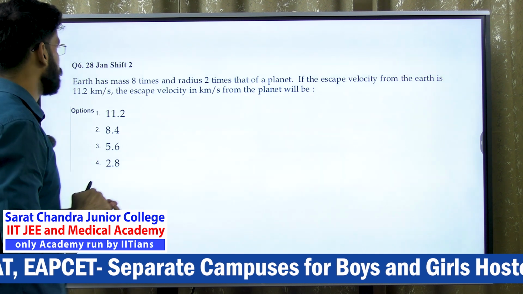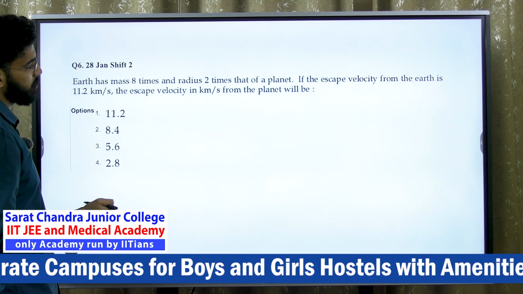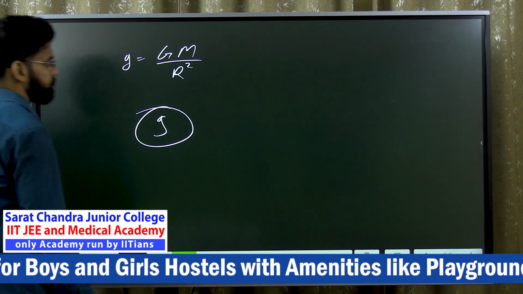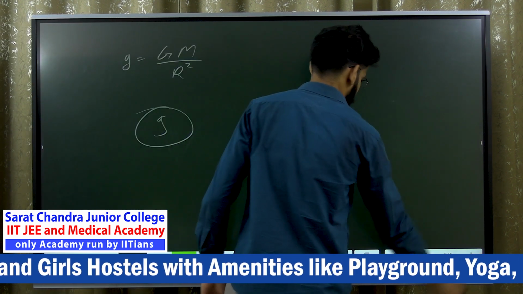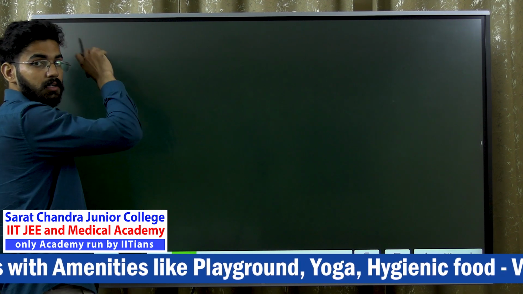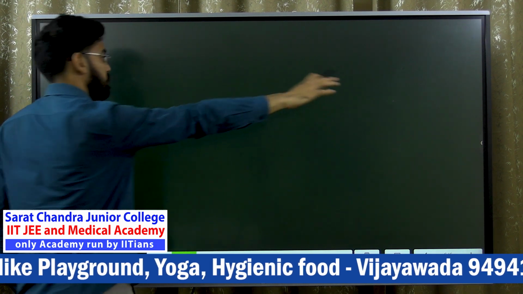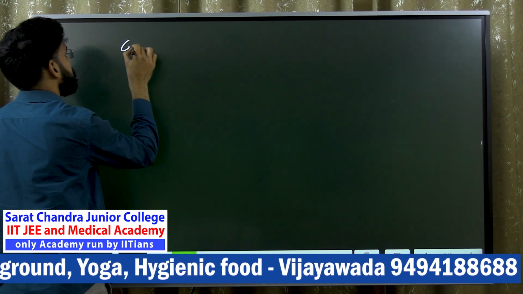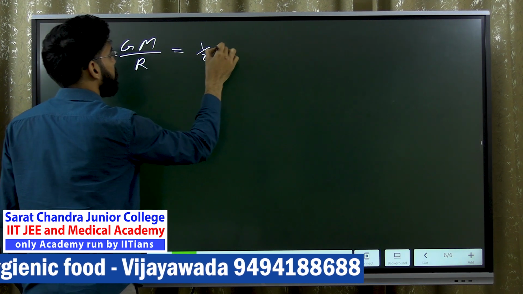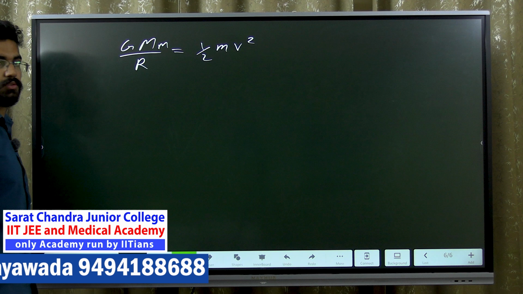If the escape velocity from the Earth is 11.2 km per second, the escape velocity in kilometer per second from the planet will be. Okay, see here. Escape velocity, what do we say? Basically, how do we calculate the escape velocity? The kinetic energy that you gave plus the potential energy at that point equals 0 plus 0, right? So we say GM by R is equal to half V square, right? This is what you say.